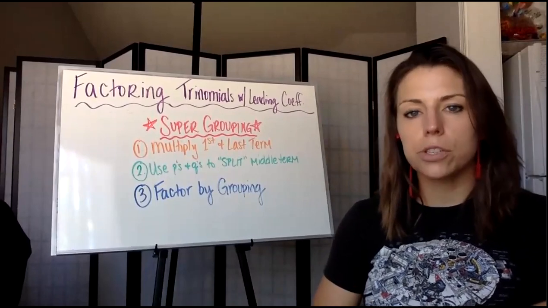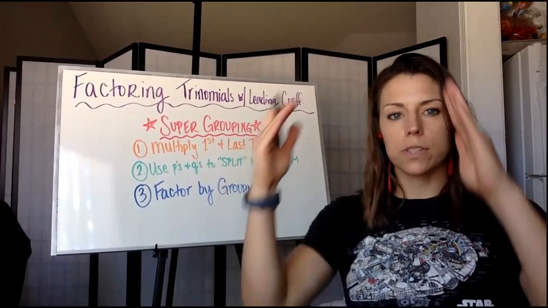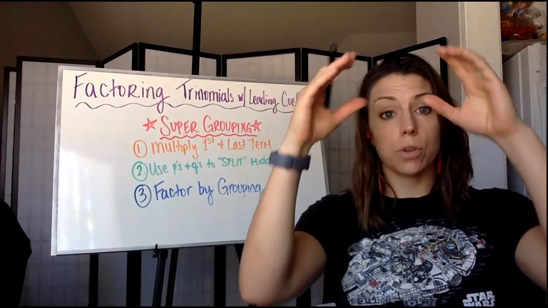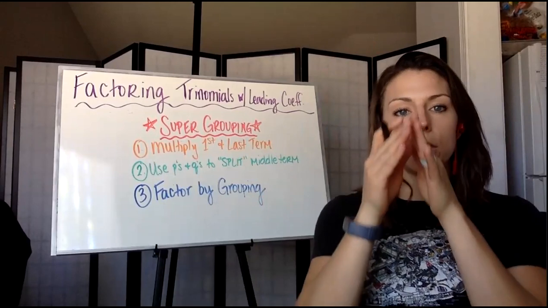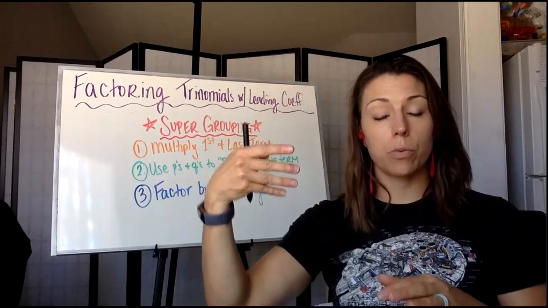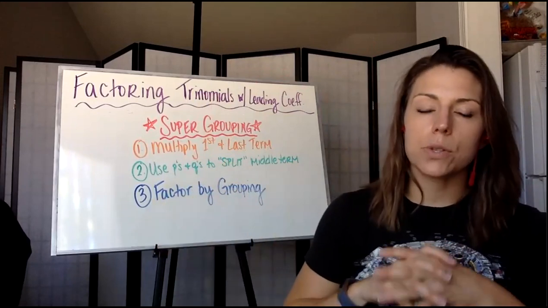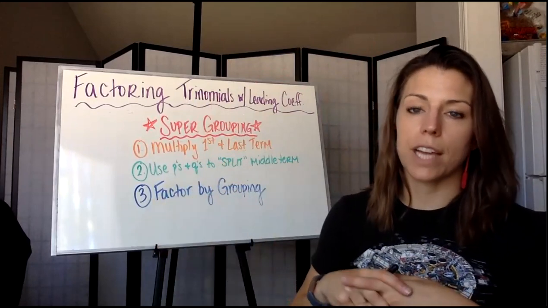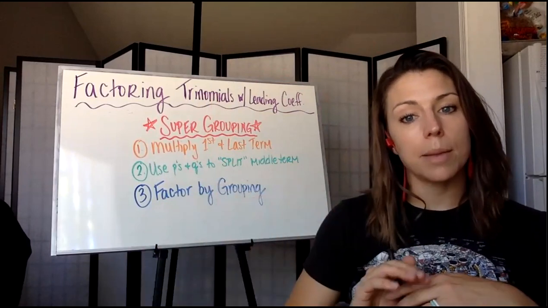So again, to factor a trinomial with a leading coefficient with supergrouping, you first multiply the first and the last terms. That will give you your new product to play the P's and Q's game. You use the P's and Q's to split that middle term because you're going from a trinomial with 3 terms to a 4-term polynomial, and then you factor by grouping. Now, keep in mind, this is only one of the possible methods for factoring a trinomial with a leading coefficient. The other methods are slip and slide and double cross.